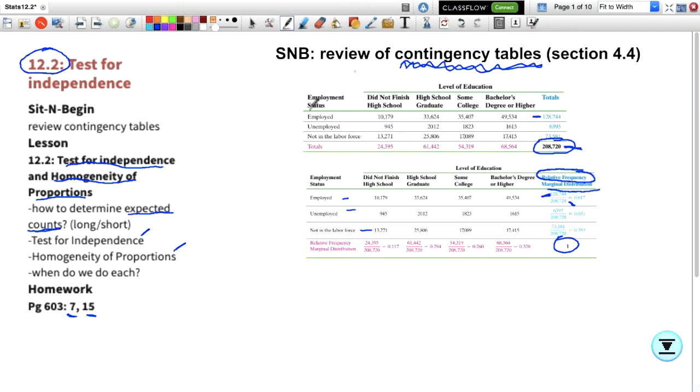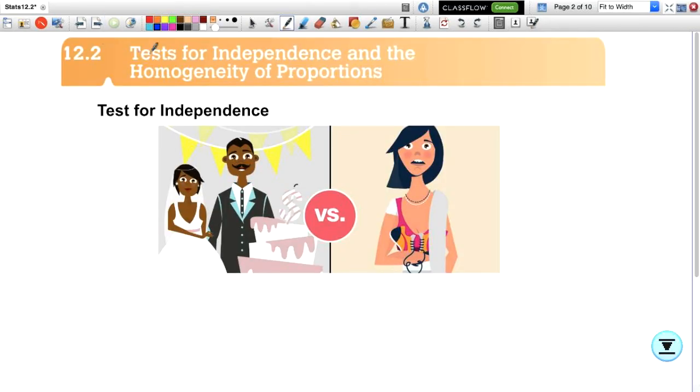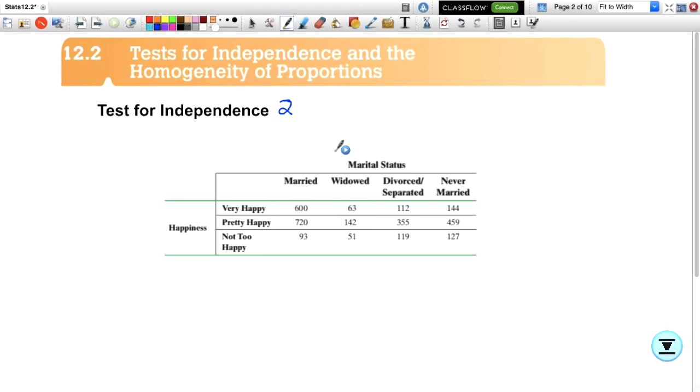So now that we've reviewed a little bit about contingency tables, let's jump right into section 12.2. So we're going to start off with testing for independence. So we're going to be using a contingency table for this. Okay, so we're going to be looking at two variables. And we're going to be looking at people that are married, so their marital status, people that are married versus single. What's their level of happiness? Okay, does their happiness have a relationship with their marital status, yes or no?